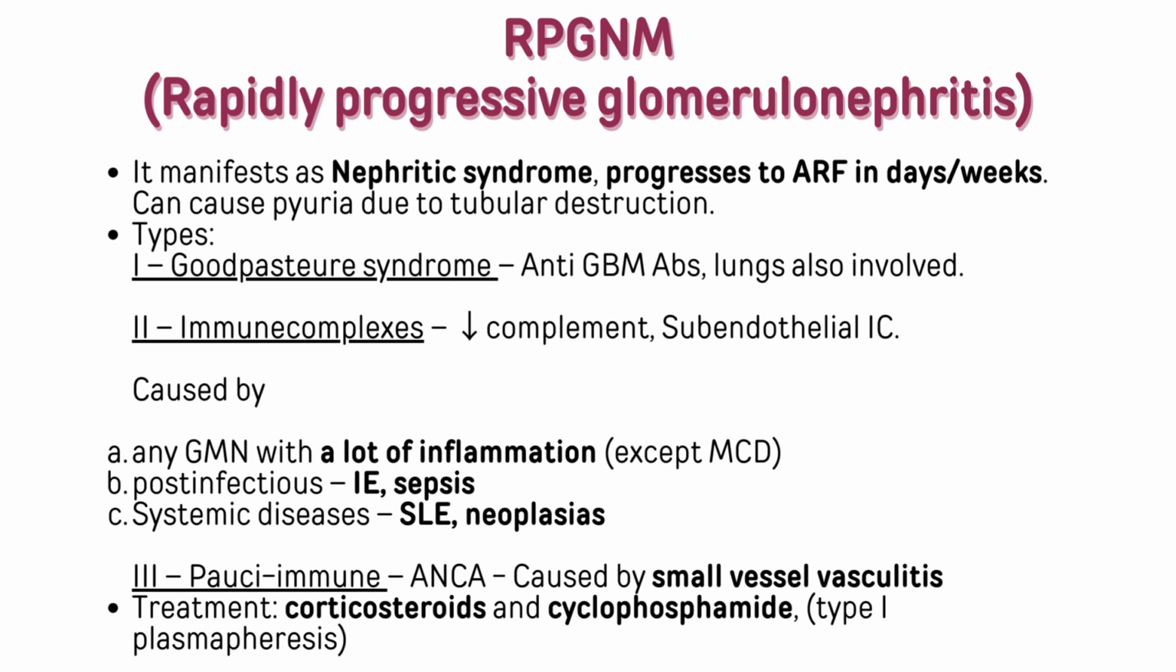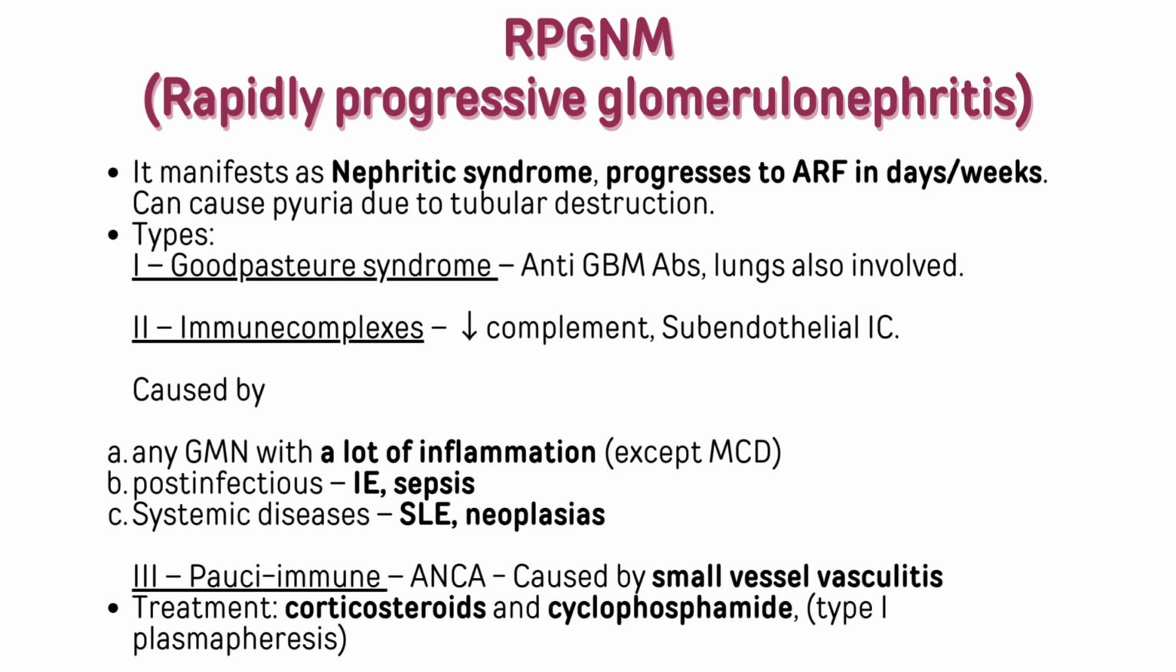Type 3 is pauci-immune. It is ANCA-associated. It is caused by small vessel vasculitis like granulomatosis with polyangiitis, microscopic polyangiitis, or eosinophilic granulomatosis.